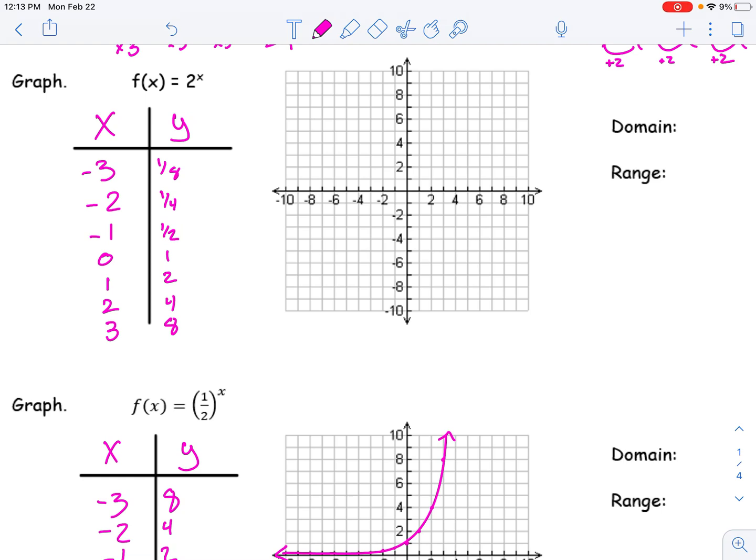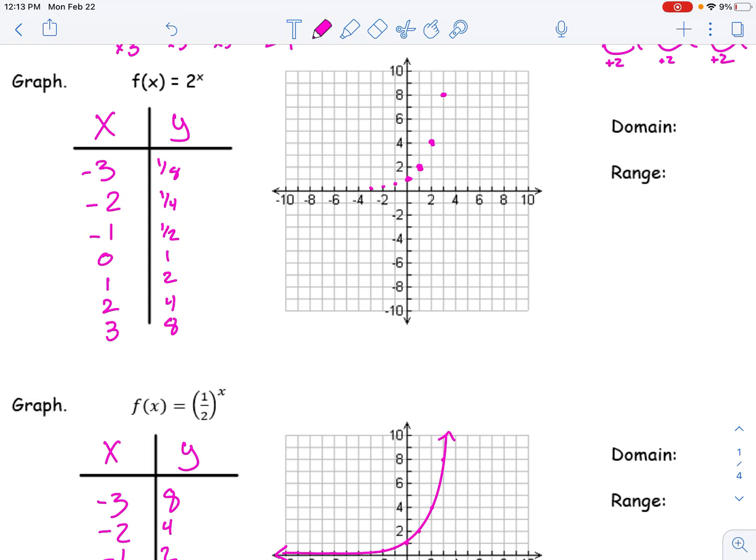Okay, so now I'm going to graph those up. Finding (0, 1), that's right there. (1, 2) would be right there. (2, 4) is right there. (3, 8) is right there. Going backwards, 1/2, 1/4, 1/8. You can see what's happening there.